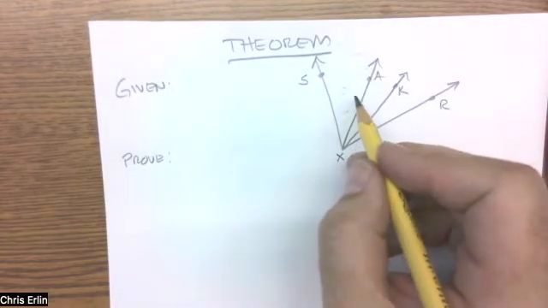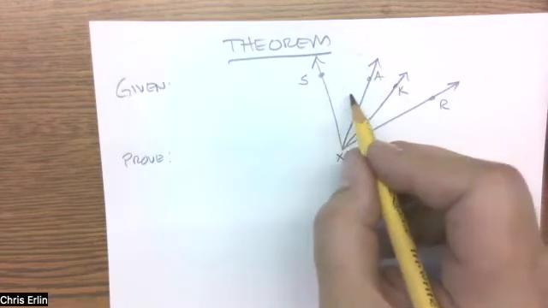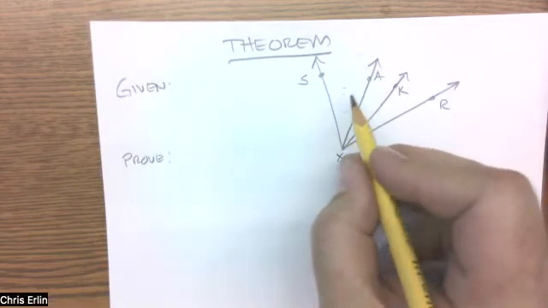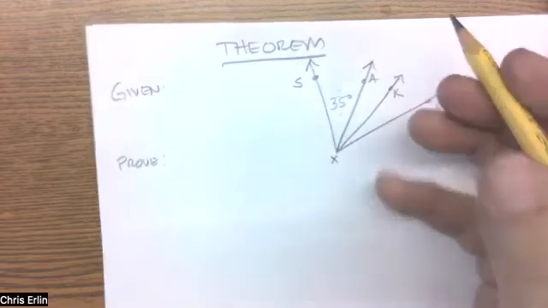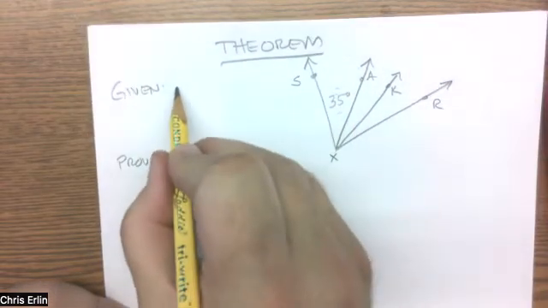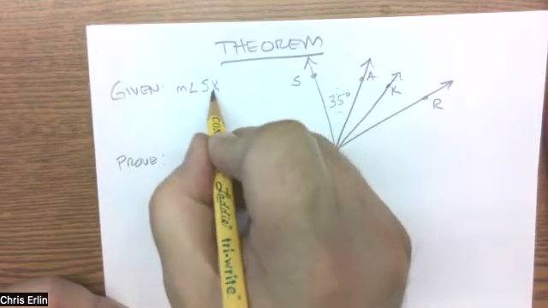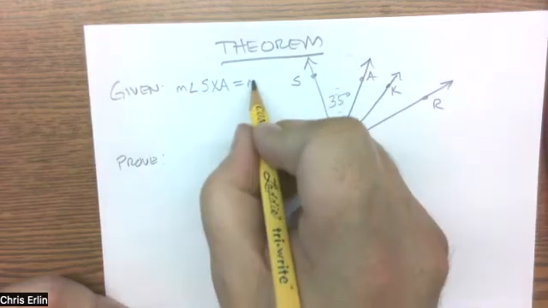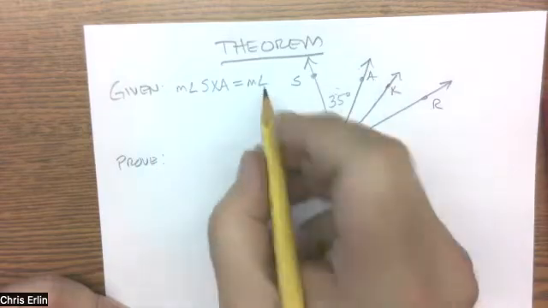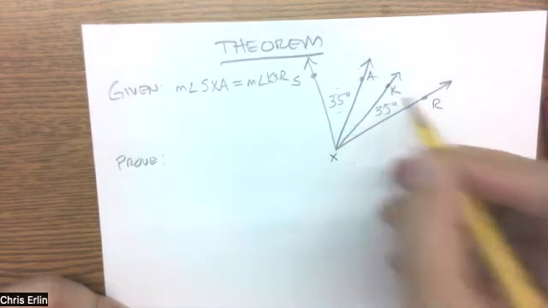Let's say, Ali, would you give me a number for this angle? It doesn't matter what it is. It looks like it's acute. So give me some numerical value for the size of this angle. 35, that's a great choice. And what this theorem starts with is that this angle over here, the measure of angle SXA, has to be equal to the measure of angle KXR. So that means this is also 35.